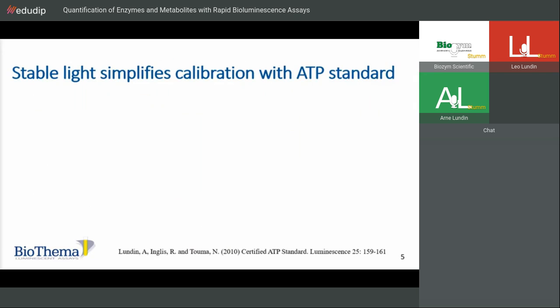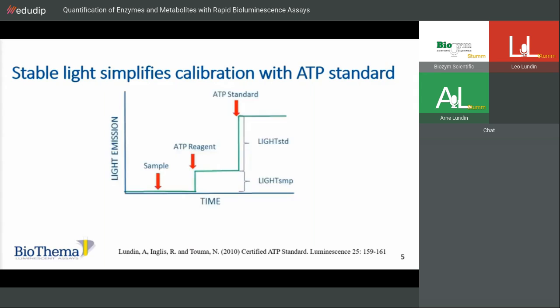Stable light simplifies calibration with ATP standard. When you add the reagent to the sample, you get a light corresponding to the ATP level in the sample, and then you add ATP standard and get the light from the ATP in the standard. And there is a simple formula by which you can calculate the ATP concentration in the sample. Just divide the light from the sample with the light from the standard and multiply with the concentration of the standard.